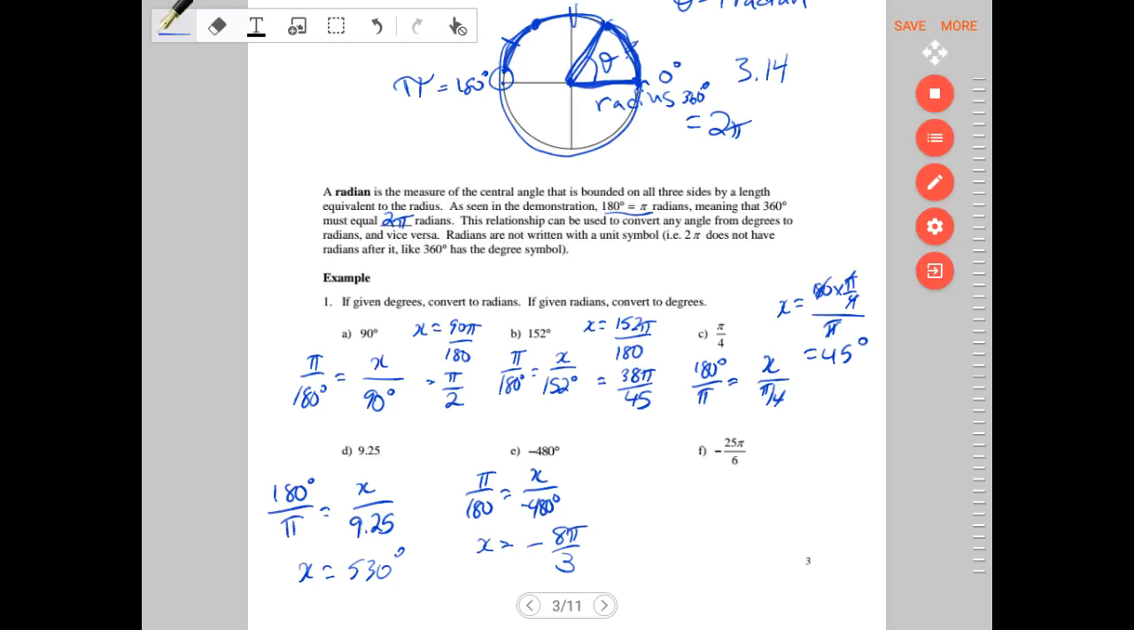Okay, and last but not least, we have negative 25 pi over 6. So again, we're changing that into degrees. So 180 over pi equals x over negative 25 pi over 6, and that's x equals. Okay, so cross multiplying 180 by negative 25 pi over 6, and then dividing that by pi, you get negative 750 degrees, which is exact because we can cancel out the pi's. Okay, next page.